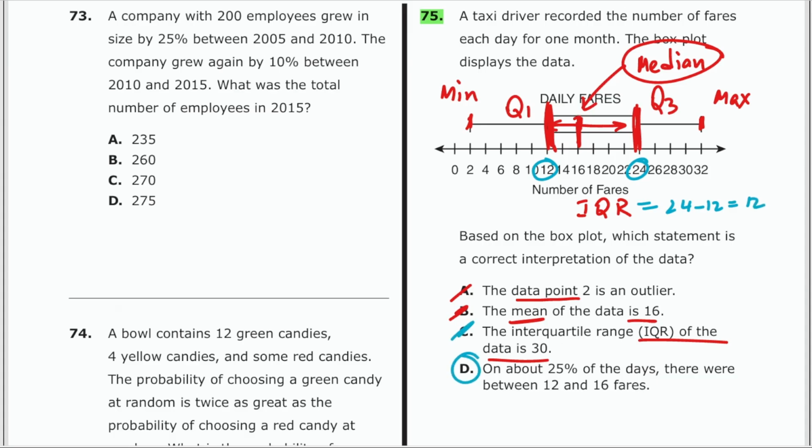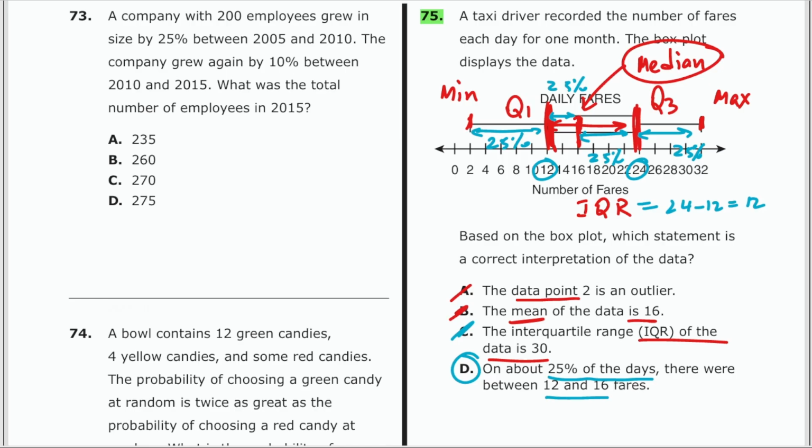Now let's check out D. On about 25% of the days, there were between 12 and 16 fares. Now, what do we know about the box plot structure? Between the minimum and Q1 is 25%. Between Q1 and the median, that's another 25%. Between the median and Q3, that's another 25%. And finally, the last 25% is between Q3 and the maximum. So all the data points, 25% four times, that's 100%.